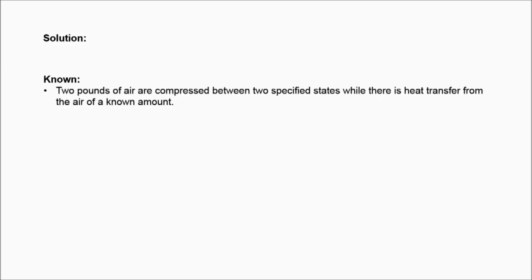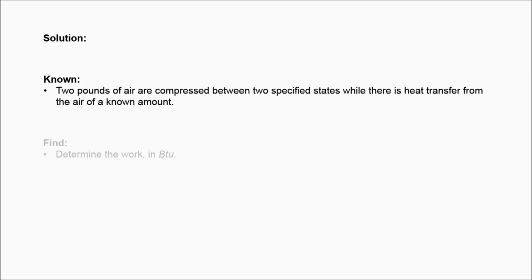The first thing to do in any problem solution is to summarize what is known. This is essentially the same information we highlighted in red in a critical read of the problem statement, presented here in a bulleted list format. 2 pounds of air are compressed between two specified states while there is a heat transfer from the air of a known amount.